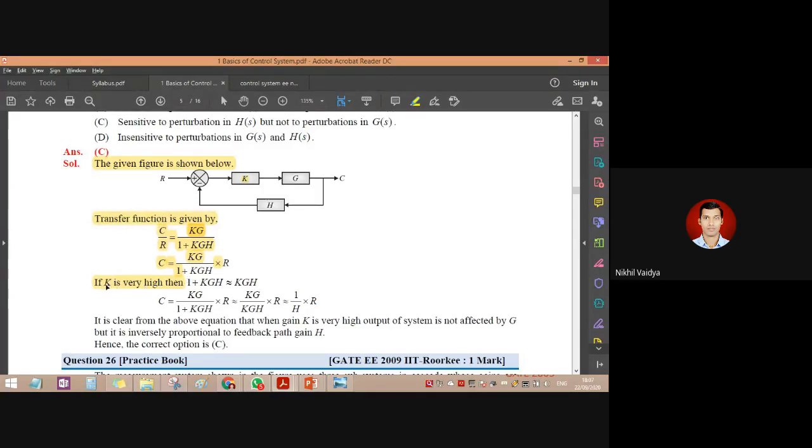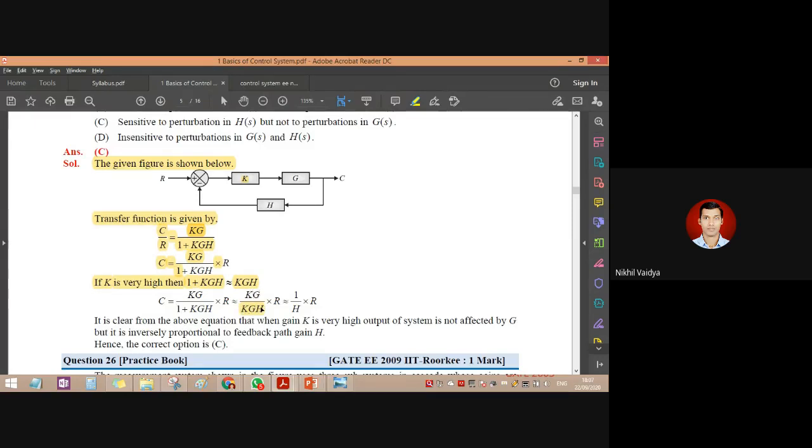Okay, so if gain K is very high, then in the denominator we have 1 plus KGH. So 1 is having a very small value in comparison with KGH, so it will be almost equal to what? KGH, because 1 is very small compared to KGH, as K is very high here, so we will immediately write it as KGH. So when we replace 1 plus KGH by KGH, what do we get?